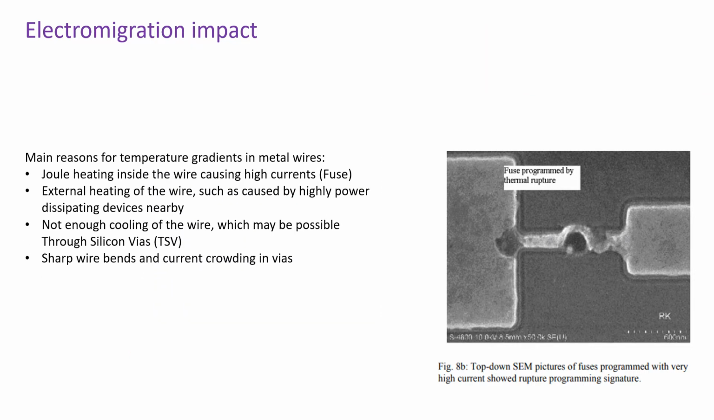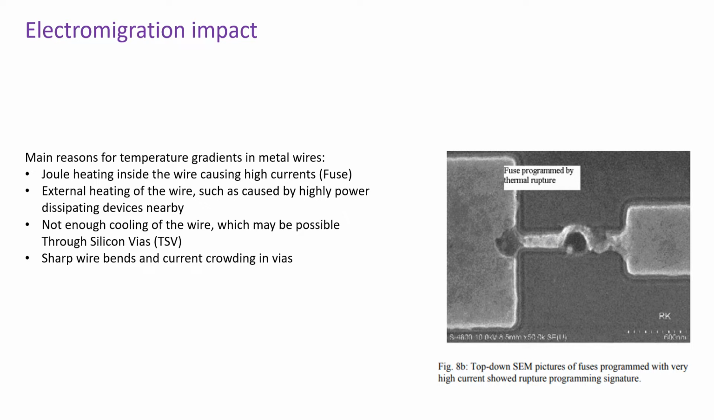So we will see how the temperature gradients in the metal wires will affect. Temperature gradients can happen through joule heating inside the wire, which is caused by high currents. A perfect example is a fuse. Here the fuse is shown. I square R will happen because of high current, and hence the temperature is increasing because of heat dissipation, which will lead to higher thermal migration.